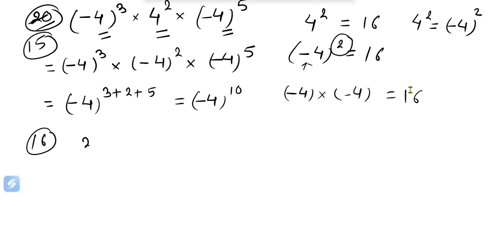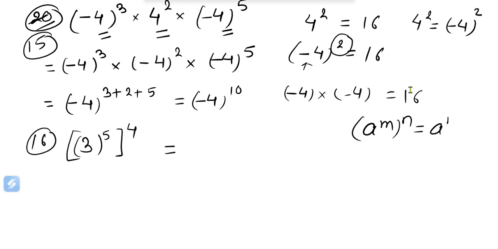So let's suppose 3 has the power of 5, and this has whole exponent of 4. So in this case, the law of indices is if a^m whole power n is simply multiply mn. Same here, 3, 5 times 4, which is equals to 3 power 20.